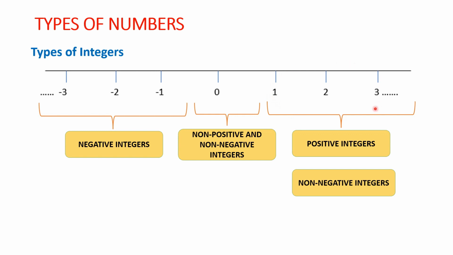So here all the natural numbers are positive integers. And we can also call the positive integers non-negative integers. And we can also call the negative integers non-positive integers. So these are all the three types of integers.